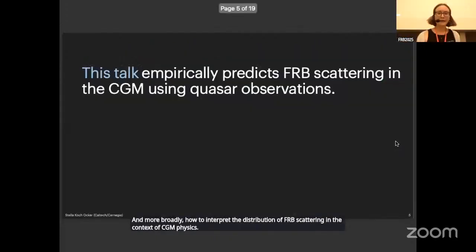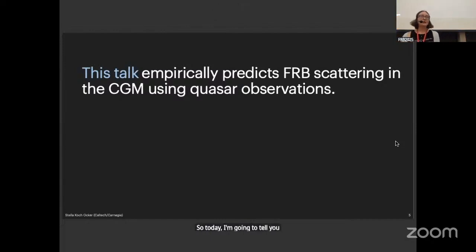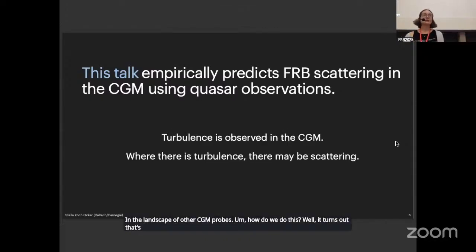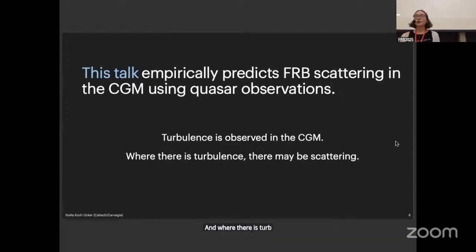So today, I'm going to tell you how we can empirically predict the amount of scattering that occurs in the CGM using quasar observations, and thereby demonstrate how we can contextualize the scattering we observe in the landscape of other CGM probes. How do we do this? Well, it turns out that turbulence is actually observed in the CGM now, and where there is turbulence, there can also be scattering.